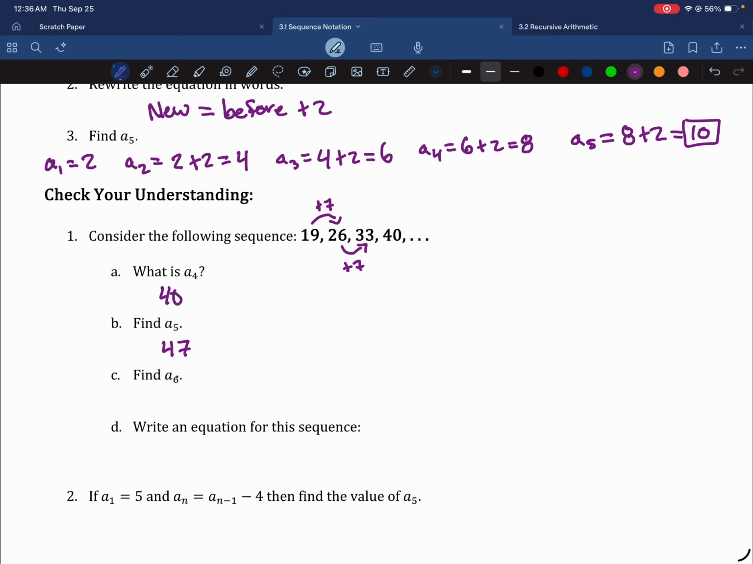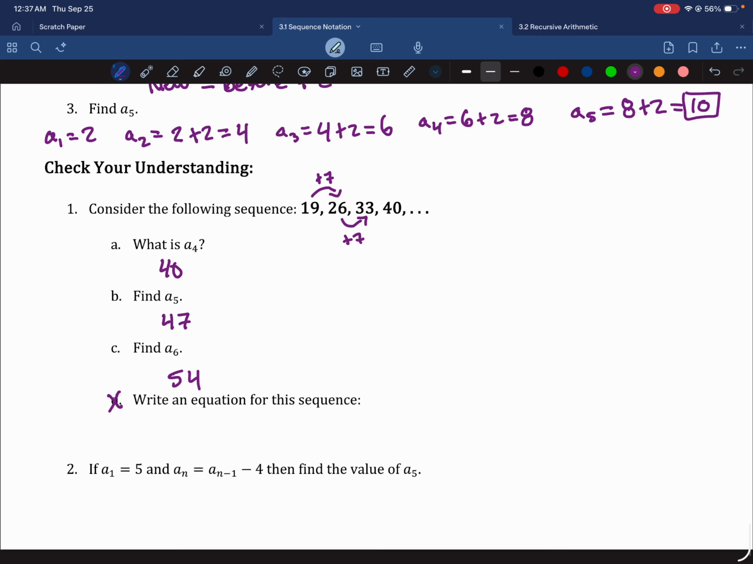Then I'm trying to find a sub 6. So if I'm trying to find the next term after 47, I'll add 7 to 47. 47 plus 7 is 54. Okay, and like I said, we're not worrying about equations today, so we don't have to do D.